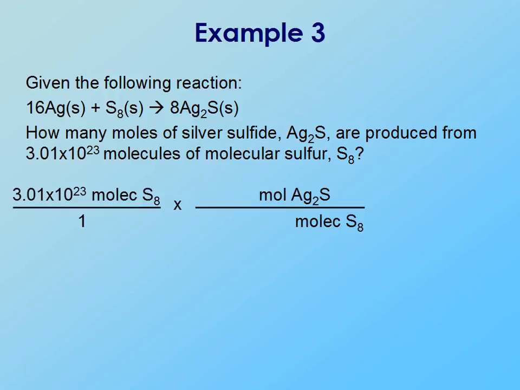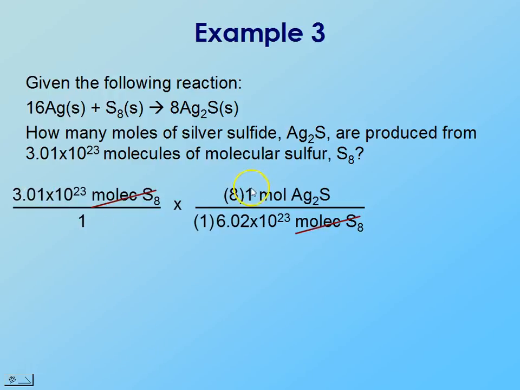Anytime we see moles, we want to use 1 as our default. Molecules, atoms, ions, formula units, we want to use Avogadro's number. Grams, we want to use molar mass. Liters, 22.4. But because these are not the same formula, and our ratio in our equation is not 1 to 1, we definitely want to make sure we include those coefficients. There's no coefficient in front of S8, so I just default to 1. There is a coefficient in front of Ag2S, so I use that 8. The molecules of S8 cancel out.